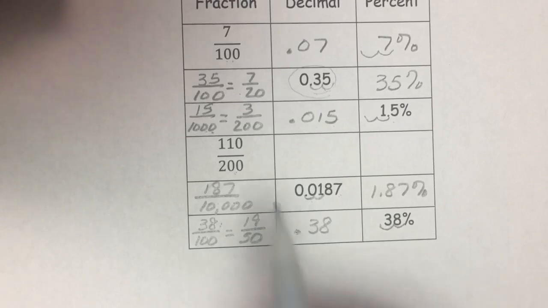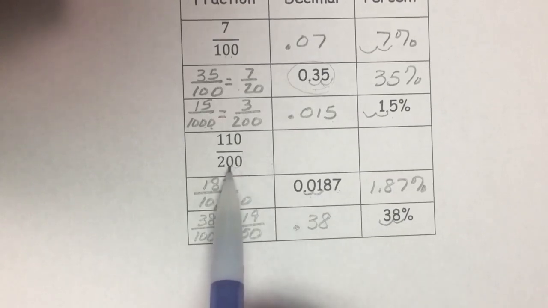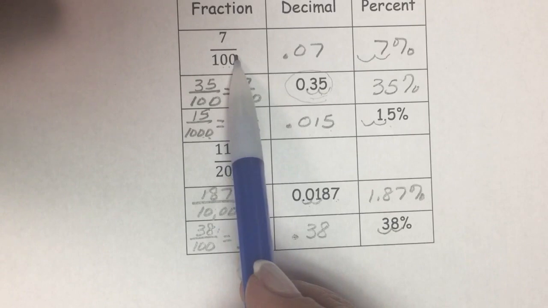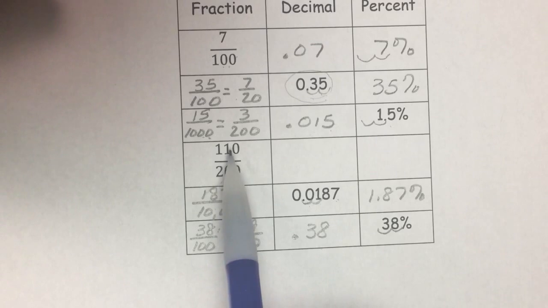All right, so if we go to this one and we want to change it to either a percent or a decimal, I want you to notice here that the bottom is a 200 as opposed to a 100. If it were a 100, then we would be talking about a problem like the first one on the top here. And if the bottom were a 100, then the top would be the actual percent. Because remember, a percent is a number out of 100.